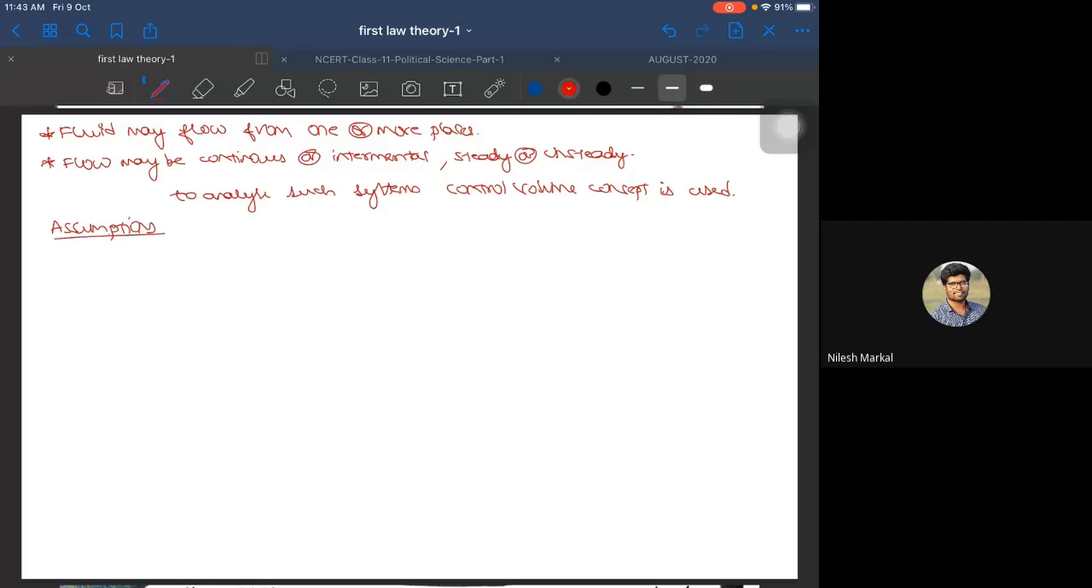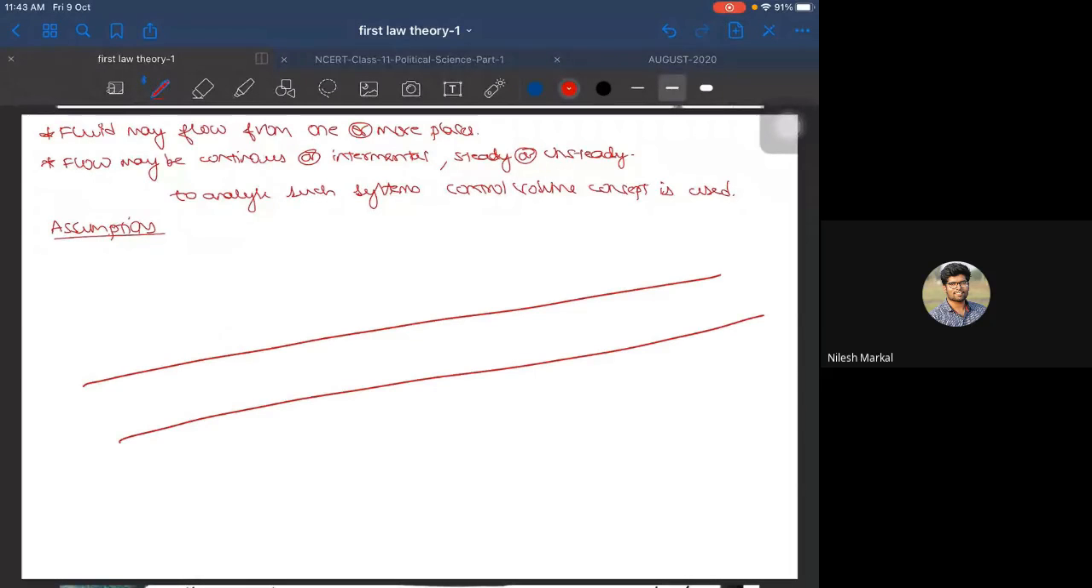Next, flow may be continuous, intermittent, steady or unsteady. That's why I use the control volume concept here. Suppose there is a pipe like this, and in this pipe water is flowing. Sometimes the flow of water is continuous, where it fills the whole pipe. Sometimes it is intermittent, and only a partial flow occurs inside the pipe. Sometimes the flow is steady, which means it does not change with respect to time. But sometimes the flow is unsteady, which means the pressure and the velocity change with respect to time.